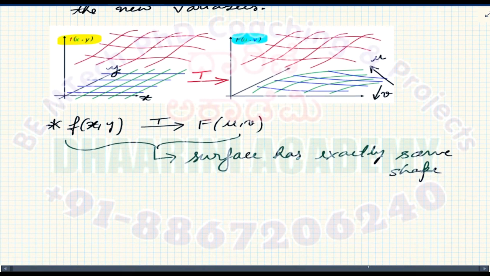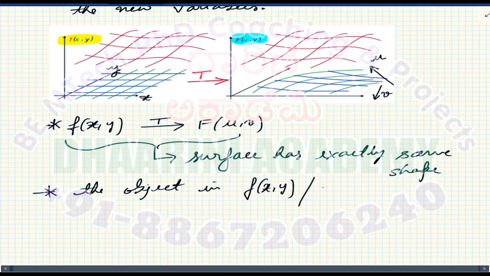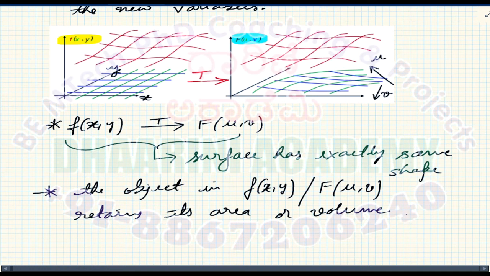At the same time, I should remember one more thing. If it is an object, whether you are representing f of x comma y or capital F of u comma v, the object retains its area or its volume. They are not going to change at any cost.